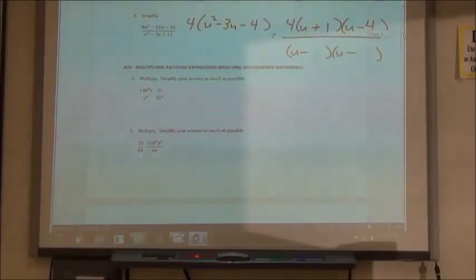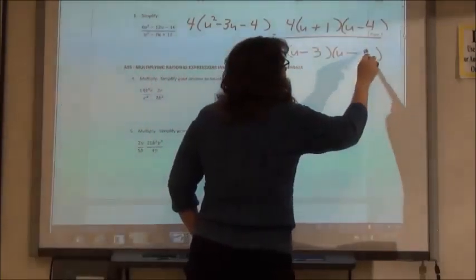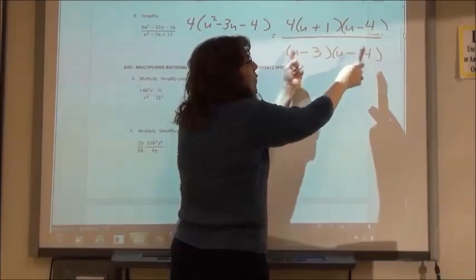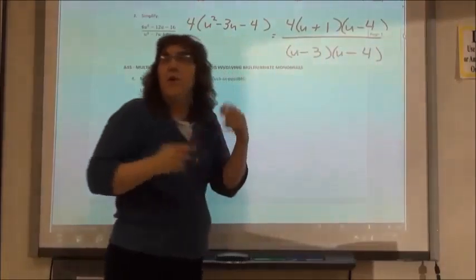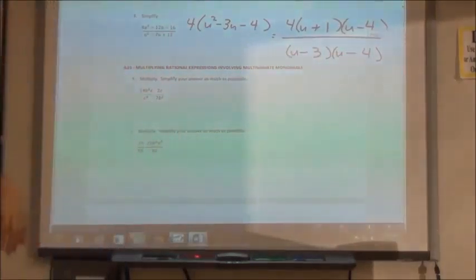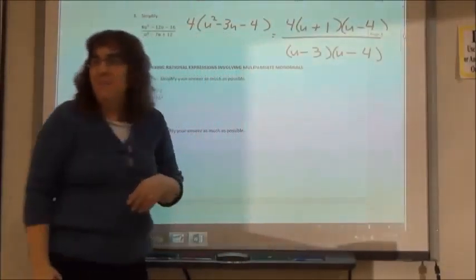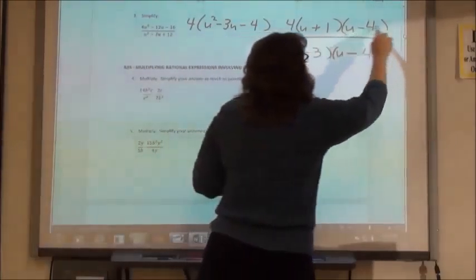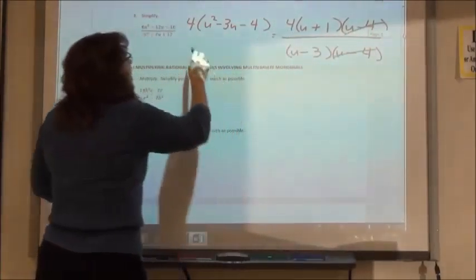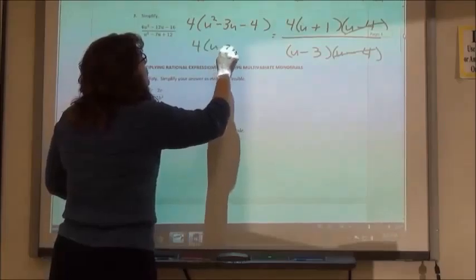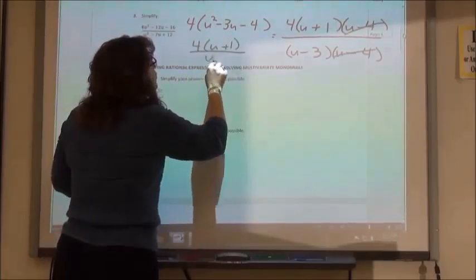So now we're thinking about the factors of 12 that when I plug them in, I'm going to get 7. What times what is 12? 3 and 4. When I put a 3 and a 4 in there, I'm going to have negative 4u plus negative 3u, which adds up to negative 7u. And we knew one of them had to match up. In this case, it's the u minus 4 that we can cancel out of there. And so our answer: 4 times u plus 1 over u minus 3.